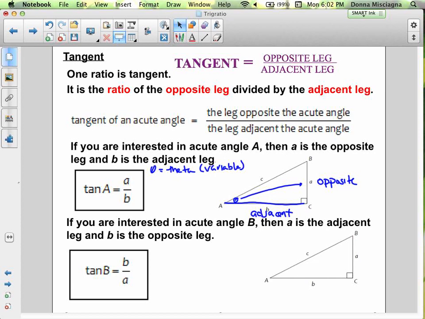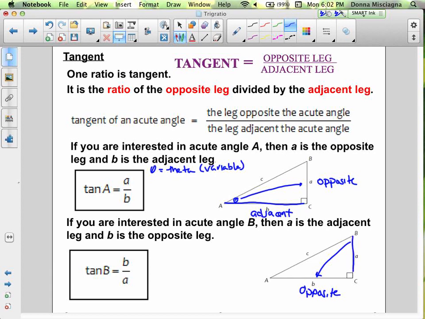If you're interested in acute angle B, so here we are at angle B. Opposite angle B is side B. And now the side that makes up part of angle B, now angle A is the adjacent. So notice that adjacent and opposite depend upon which angle you're working with. So if you're interested in acute angle B, then A is the adjacent leg and B is the opposite leg. And so tangent of angle B would be B over A.